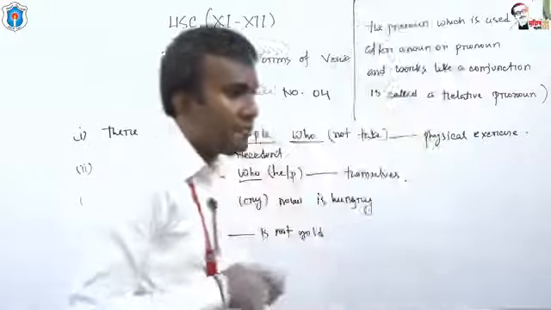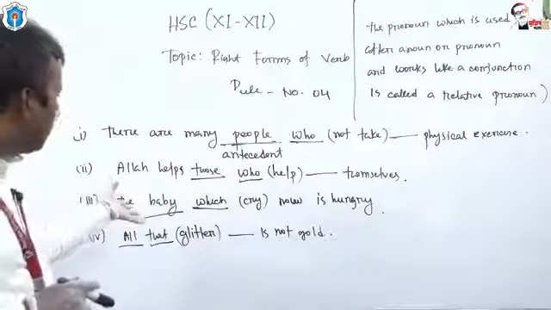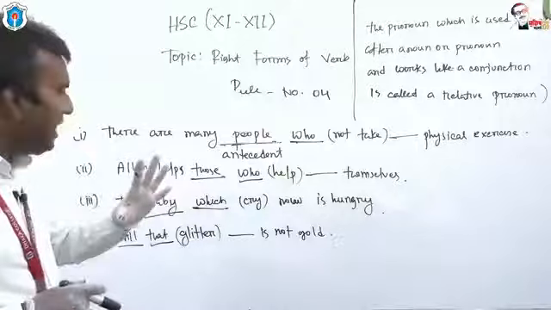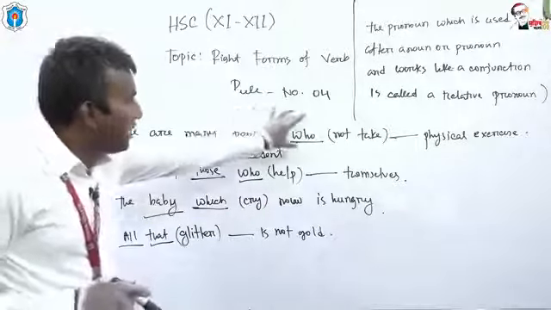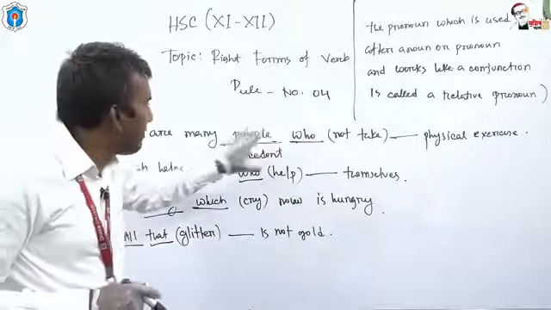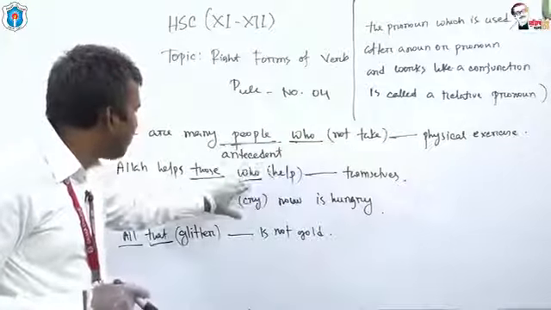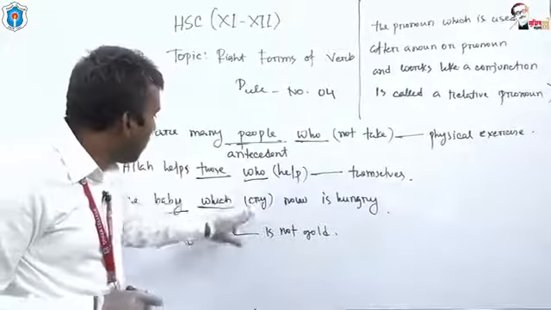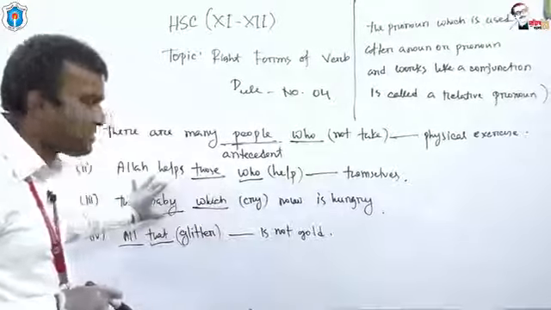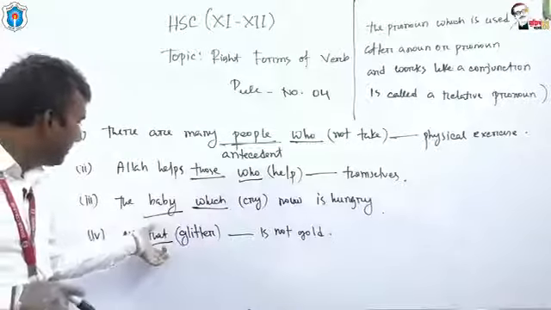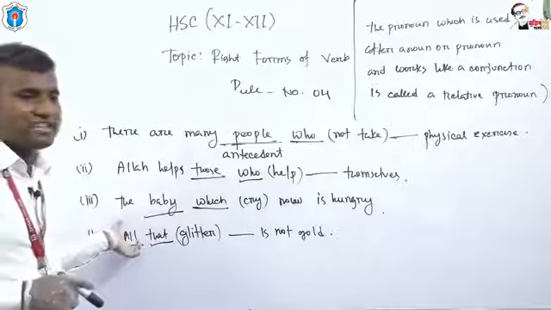I think you have got me. Relative pronoun is who? People is the antecedent. Relative pronoun is who? Those is the antecedent. Here, which is the relative pronoun? Baby is the antecedent. Here, that is the relative pronoun, and all is the antecedent.